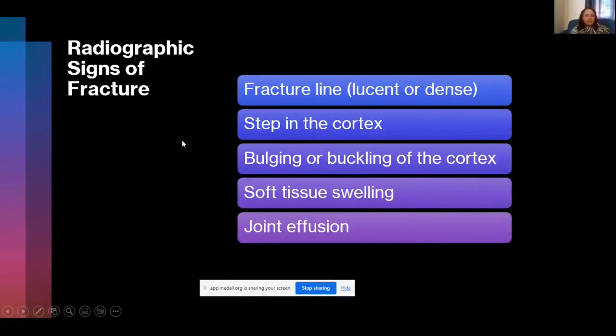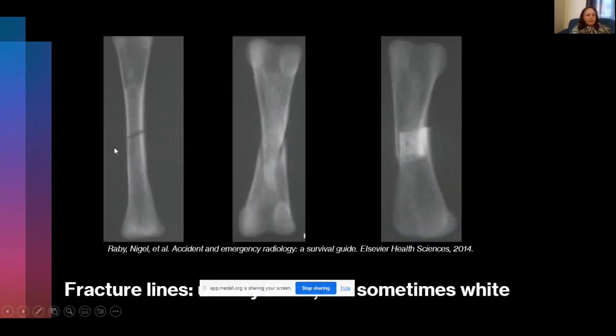Radiographic signs of fracture. Most of us know that the fracture line is just a black or lucent line traversing the bone, but there are other radiological signs of a fracture. This is the typical appearance that we all know, a black or lucent line that traverses the bone, which is a fracture. But always remember that fracture lines can also appear as white or dense lines.